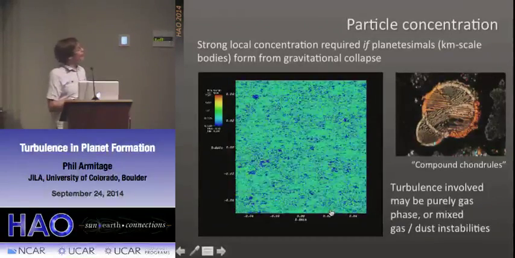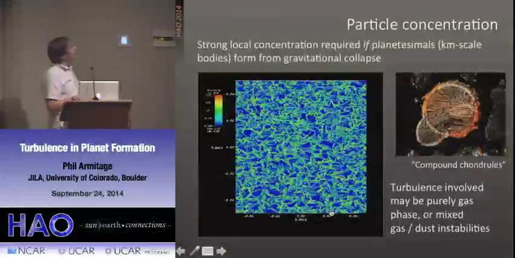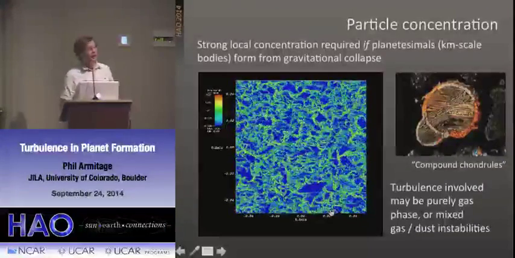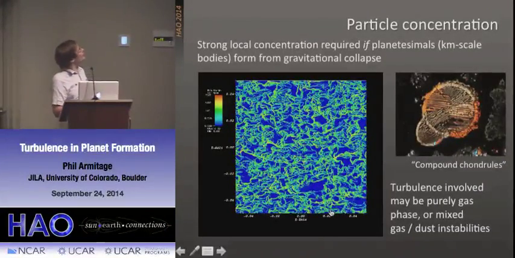Then finally, we can talk about particle concentration, and here again there's quite a lot of theory and at least a little bit of observational evidence. We would certainly be interested if we could get strong local concentration of particles within the gas disk, because that could be a good way of going from very small, dust-sized particles up to the first macroscopic objects in the disk, which we typically call planetesimals. And these are imagined to be maybe 10 or 100 kilometer bodies that you might think of as being sort of analogous to primitive asteroids or comets.